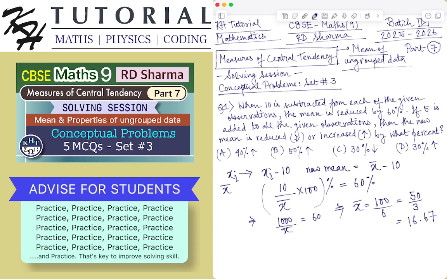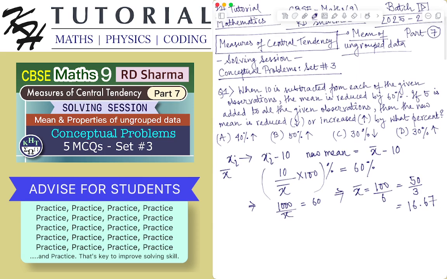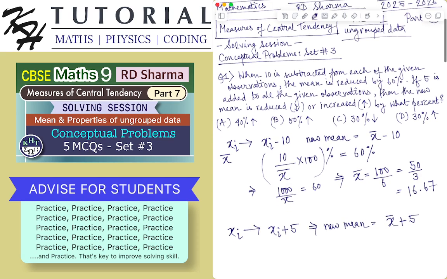Now it is saying that if 5 is added to all the given observations, meaning the original observations, then the new mean is reduced or increased by what percent? Now clearly, if each of the original observations is increased by 5, this will imply that the new mean will now be equal to the original mean, which was x bar, plus 5. This means that the new mean is definitely increasing by 5.